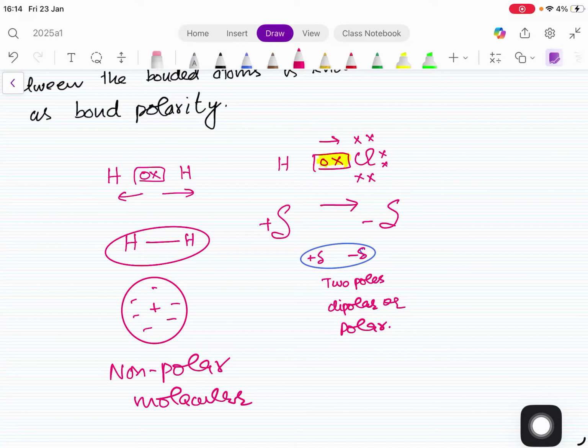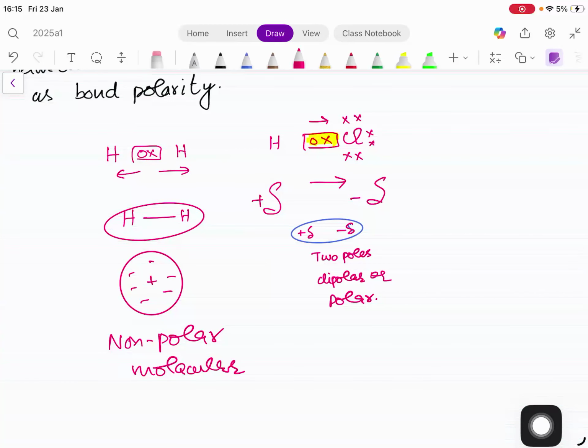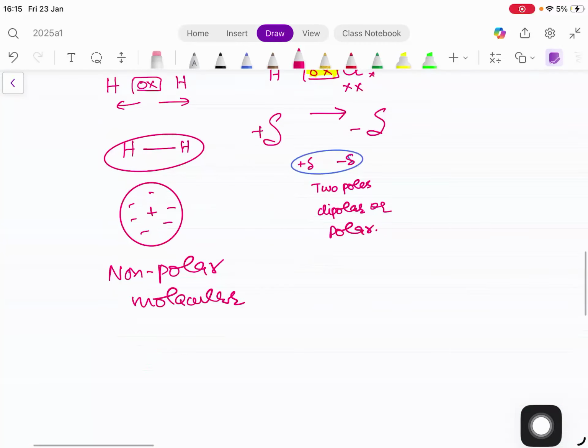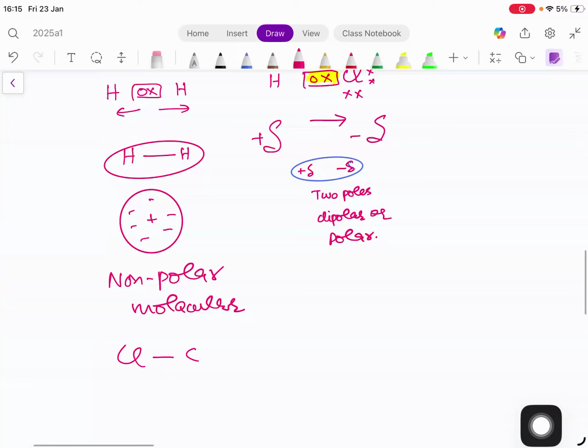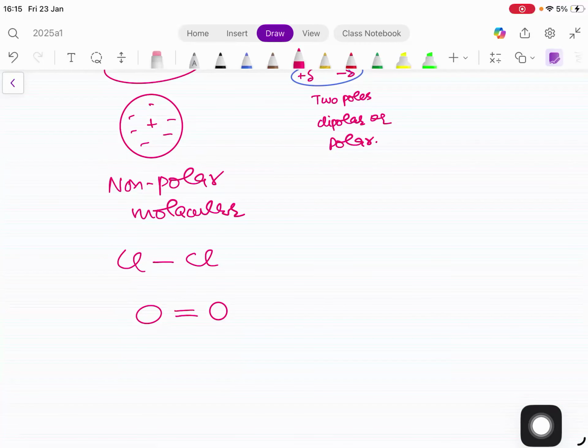Is it clear? From here on, whenever you look at covalent molecules, you have to ask: is it polar or non-polar? Does it have a dipole or no dipole? As far as this definition is concerned, if the bond is formed between two similar atoms, you can easily guess that molecules like Cl2, O2, N2 won't have any charge separation. Why do you think so? Because both atoms are the same.